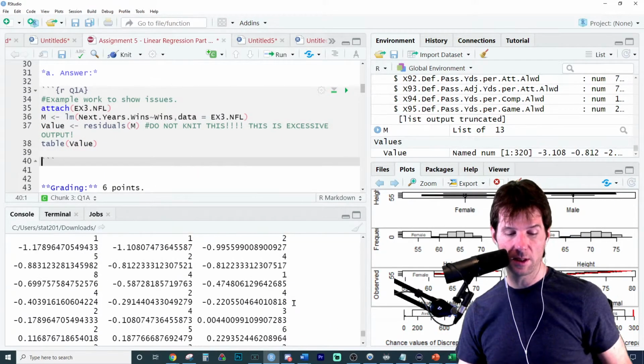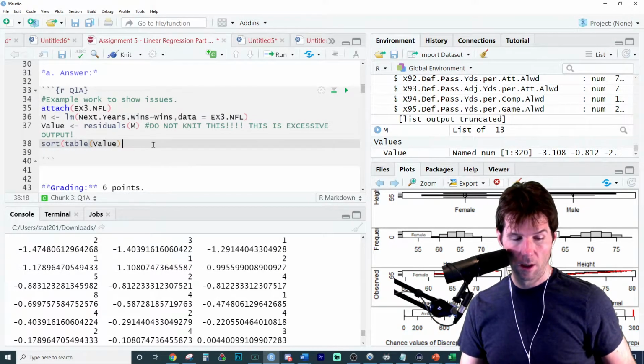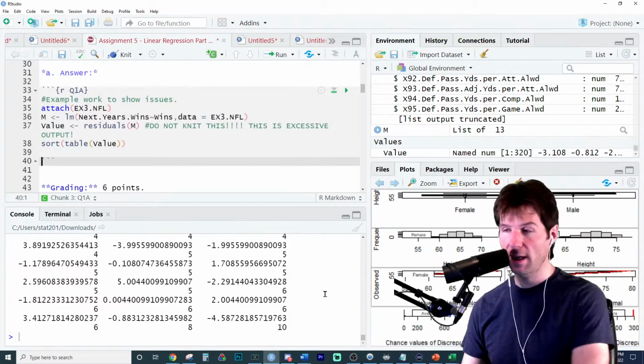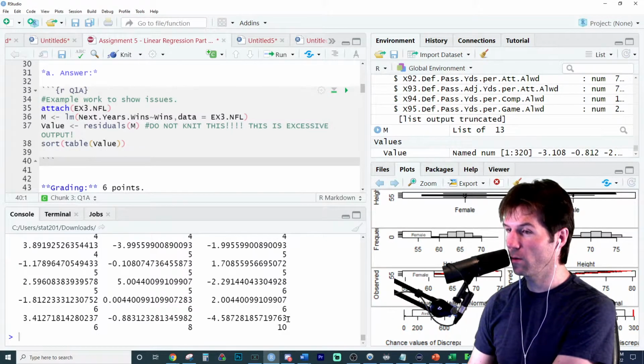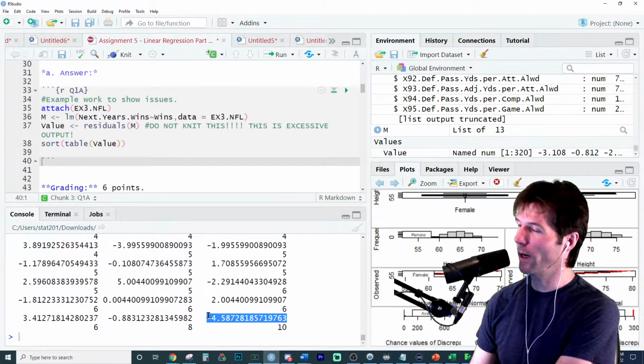I want you to look at these numbers right here, Kayla. Let me sort the table. These numbers have a lot of decimals, right, Kayla? Do you notice how decimal precise these numbers are? And then I want you to think about randomness.